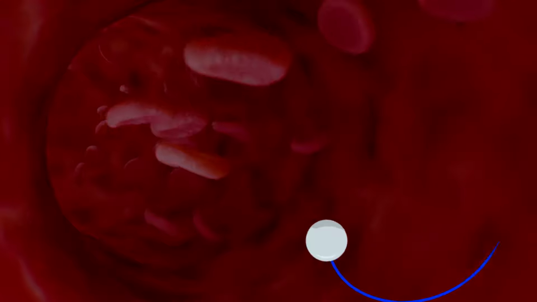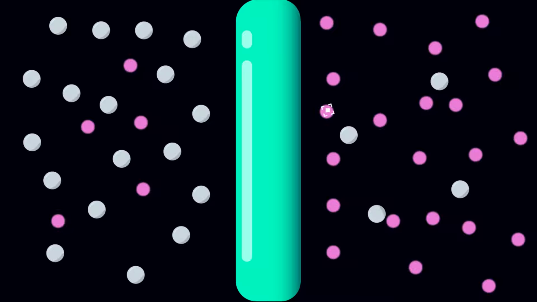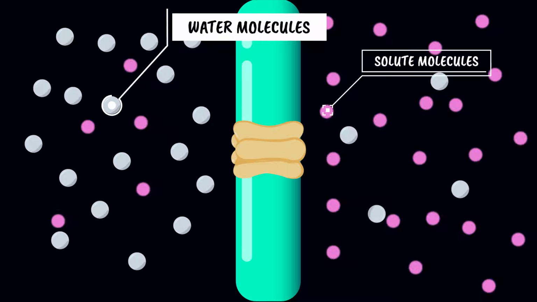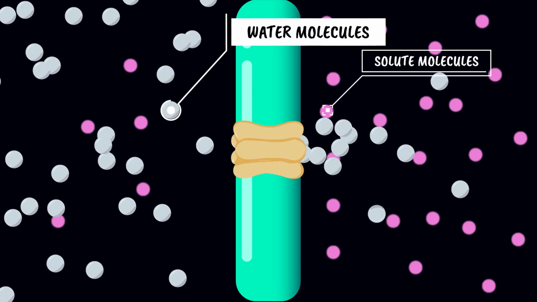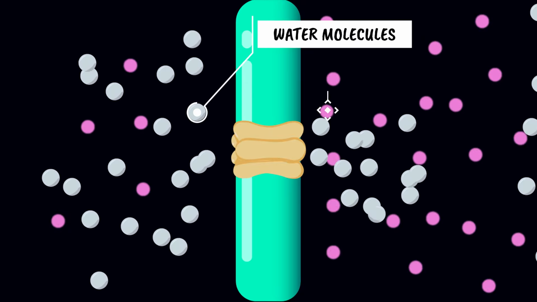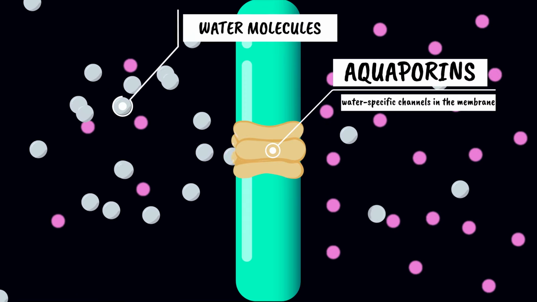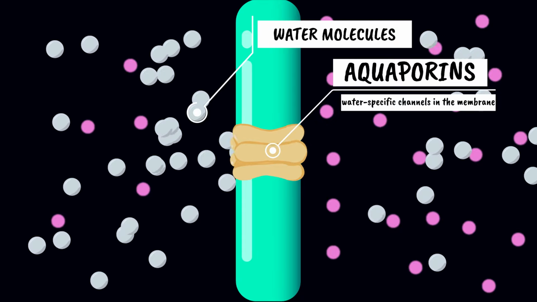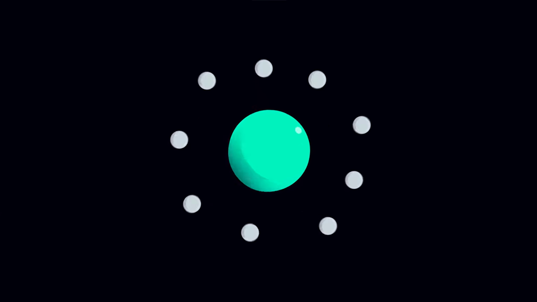Now, water follows a slightly different set of rules. This brings us to osmosis, the diffusion of water. Water moves from areas where it's more abundant, meaning low solute, to areas where it's less abundant, high solute. It travels directly or through aquaporins, water-specific channels in the membrane. This simple movement keeps your cells from swelling up and bursting, or shrinking and drying out.